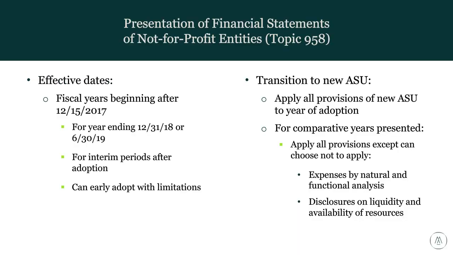So when is the standard effective? It is now required for 12/31/2018 entities and fiscal year-end entities ending in 2019. So adoption is now upon us. All provisions of the accounting standard should be implemented in the year of adoption on a retrospective basis. If presenting comparative financial statements, you can omit expenses by natural and functional analysis and disclosures of liquidity for any periods presented before the period of adoption.